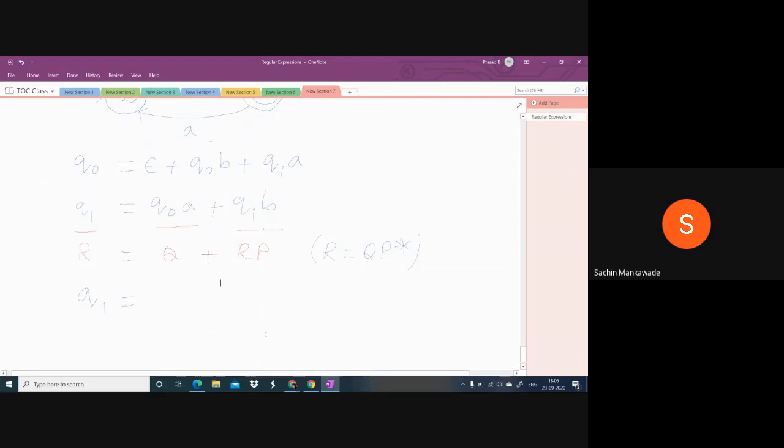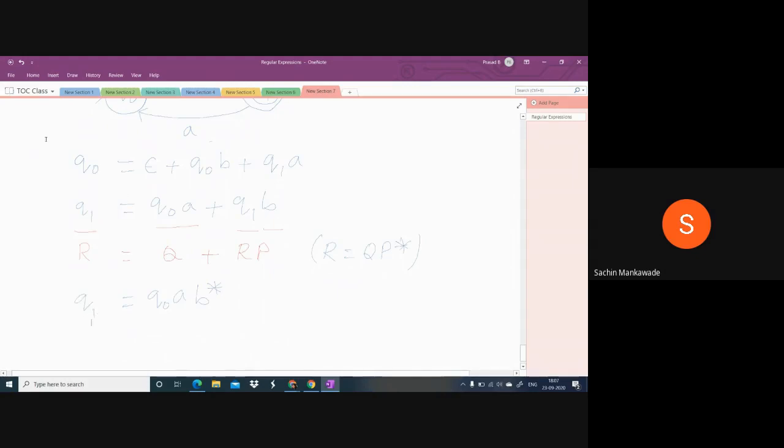So R equal to QP star. Q is Q naught A and P is B, and P star means B star. So still we have Q1. We didn't get the complete solution for Q1, because in Q1 we have the Q naught.